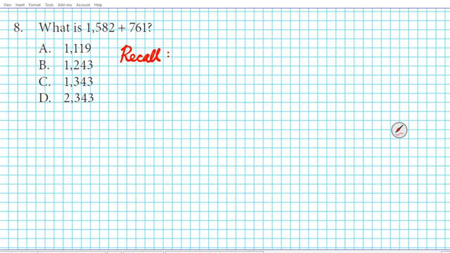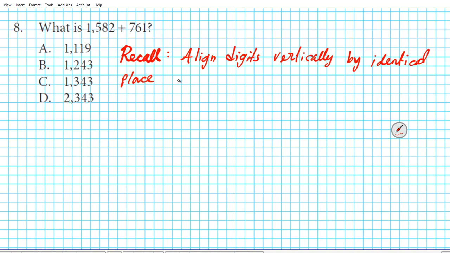So we can say you want to align digits vertically by identical place values when adding or subtracting numbers. So that's something to keep in mind. If you don't align the numbers correctly, you will end up with an incorrect answer.